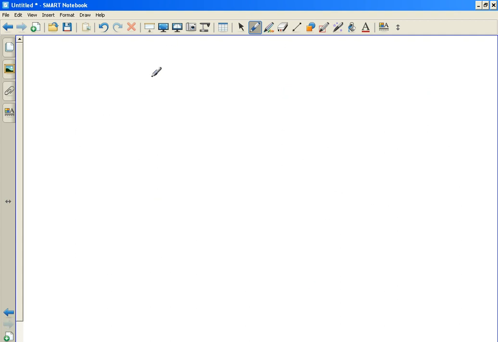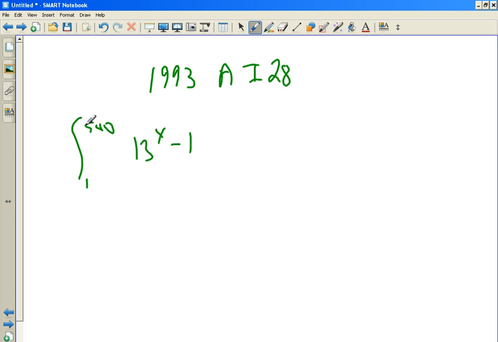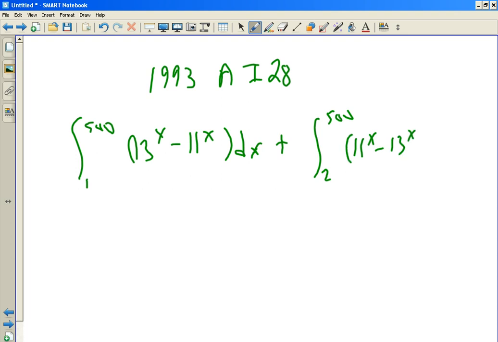Okay, this is 1993, AB Part 1, Question 28. It says, what's the area from 1 to 500 under the curve 13 to the x minus 11 to the x, but wait, there's more, plus the area under the curve from 2 to 500 of 11 to the x minus 13 to the x. Right, do you see that on the sheet? That's what they have? All right, so how do you do that?